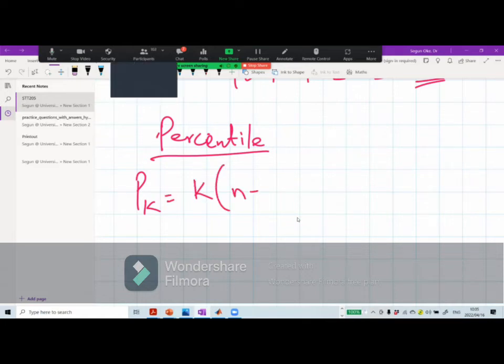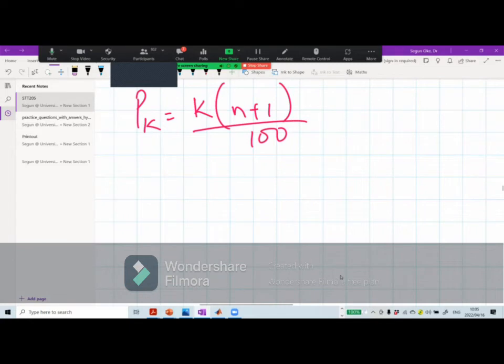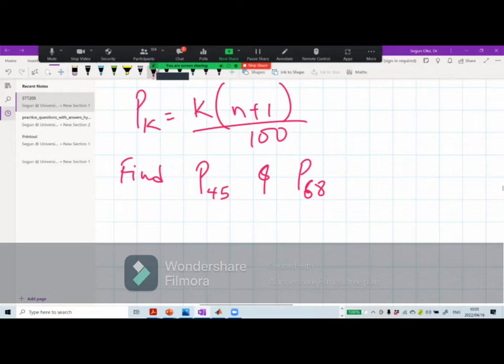K equals M plus 1 all over 100. That is for percentile. So if I ask you, find P45 and P68. I know some people will say, hey, we don't have 68 data. I believe you can solve it now. The formula is there. 45 in bracket 6 plus 1. Do it yourself. Do it in your own book.